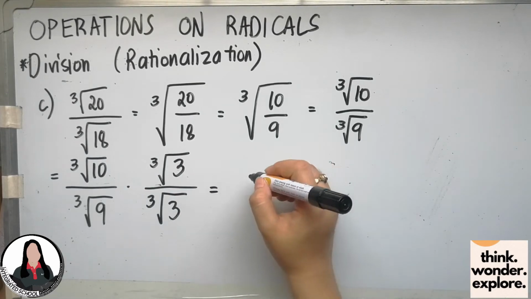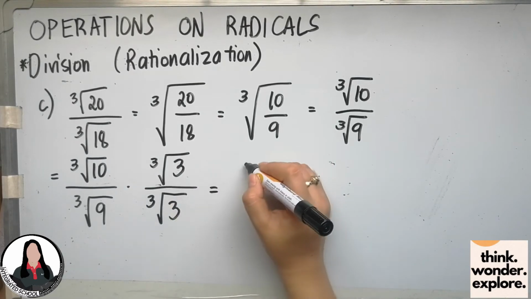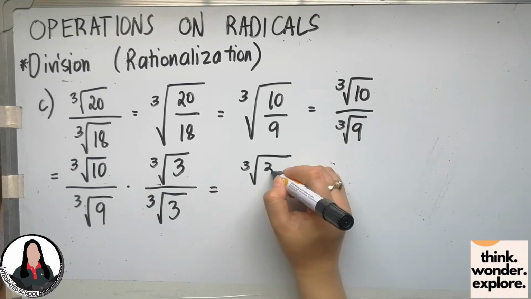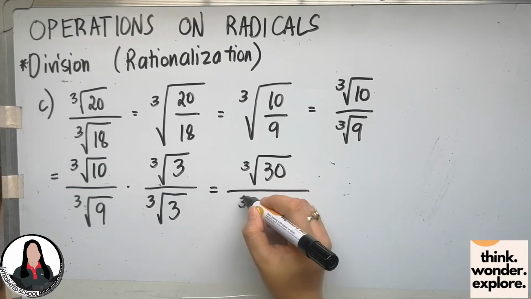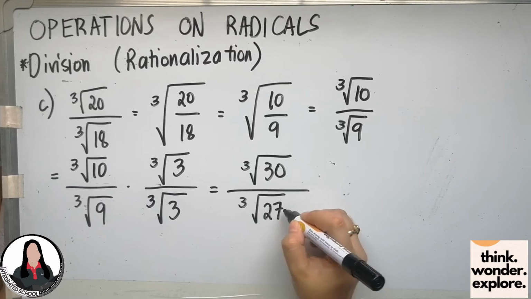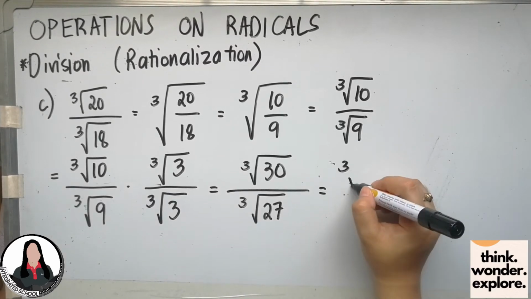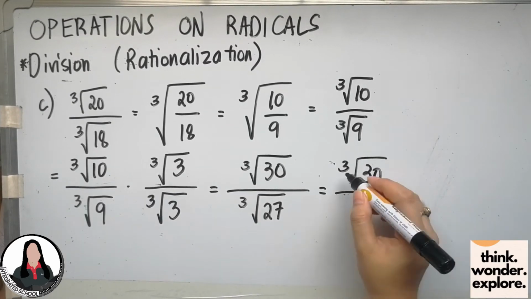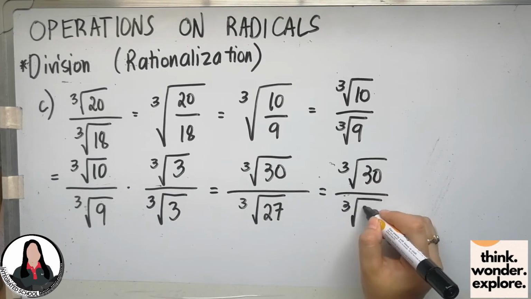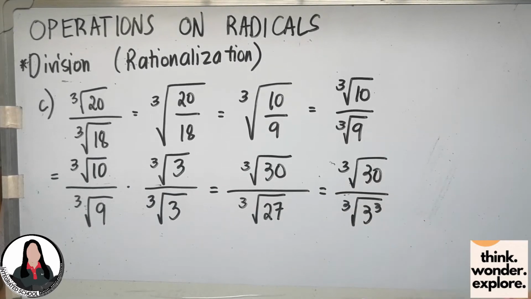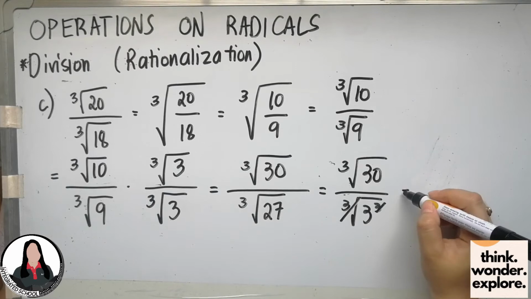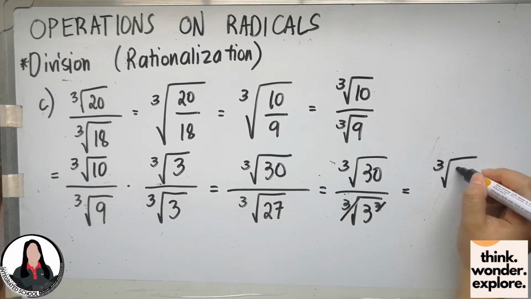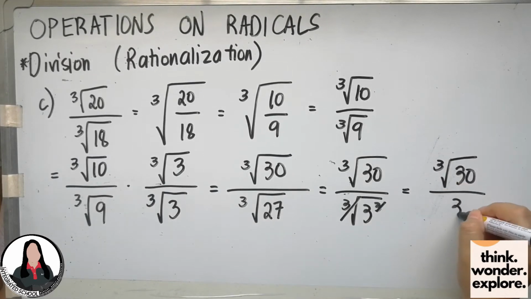So, let's proceed with the simplification. We have the cube root of 10 times 3, that's 30, all over the cube root of 27. Cube root of 30 divided by the cube root of 3 cubed. And then, gamit ang laws of radicals, we can cancel this. So, this will give us the cube root of 30 all over 3.